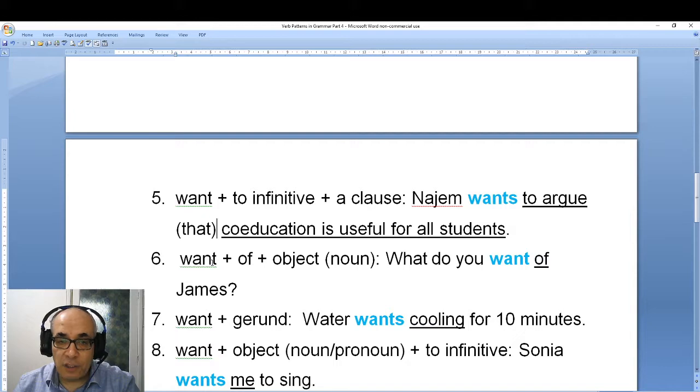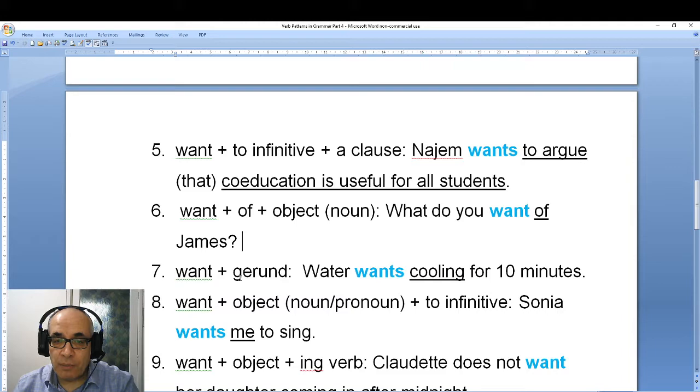Number 6, after want we can use of, and we can use an object, and this object is a noun. What do you want of James? So of James, of is a preposition, of course, and James is the object, which is the noun. Number 7, want plus gerund. Water wants cooling for 10 minutes.